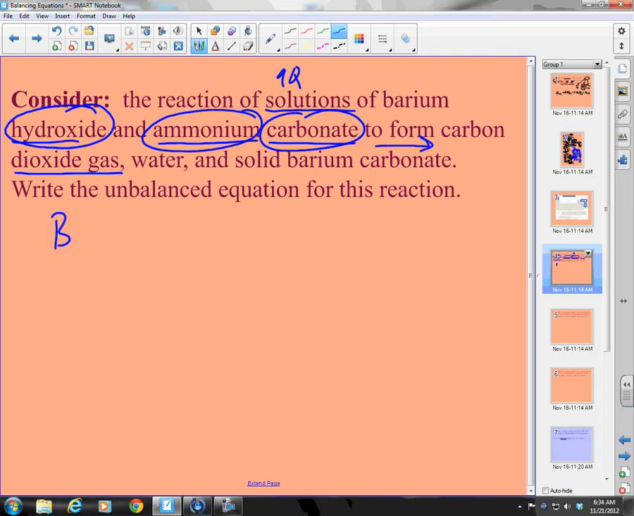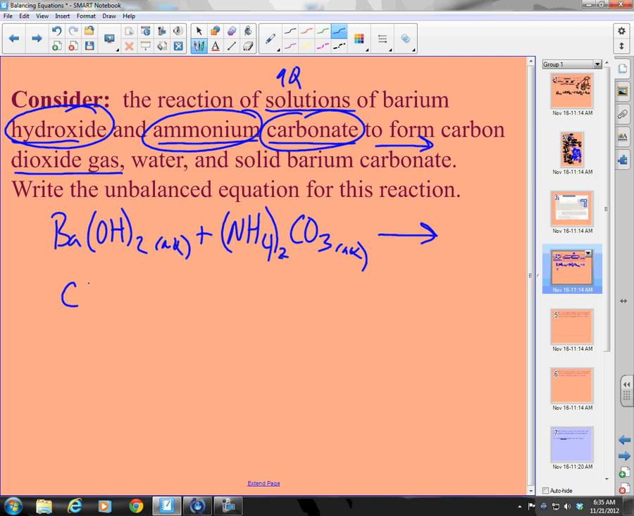Barium hydroxide, barium is a 2 plus when it forms an ion, hydroxide is a -1, so it's barium hydroxide, aqueous, plus ammonium. Hey, ammonium is a +1. When it is ammonium, it always is an ion. Carbonate is a -2. It's aqueous. It's going to yield, I'm going to draw my yield sign here, carbon dioxide gas plus water. If it's water, what does that mean? Nice plus. If it's water, that means it is liquid, plus barium carbonate solid.